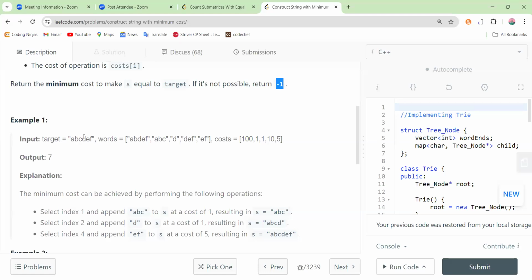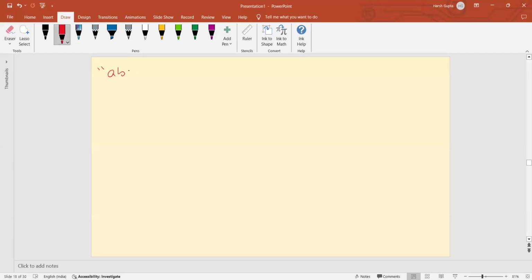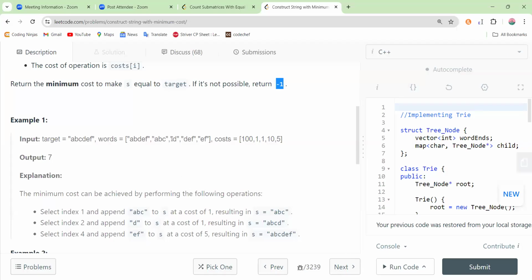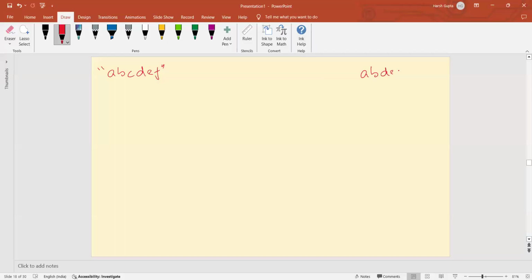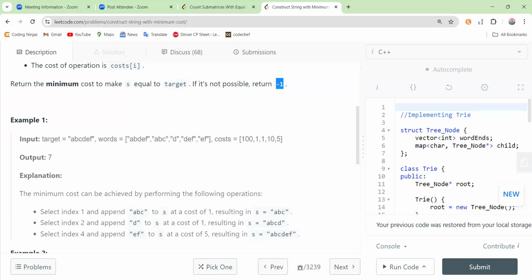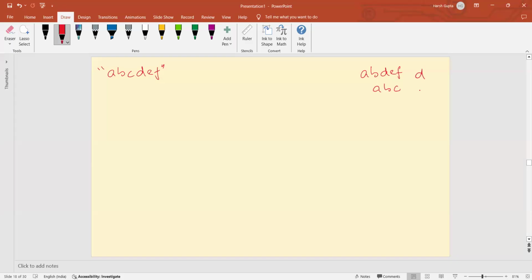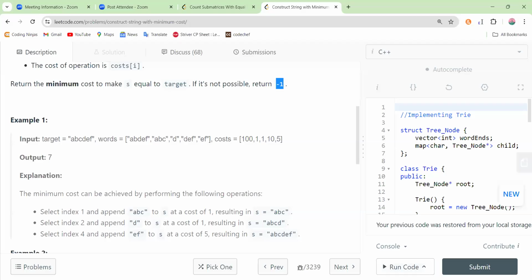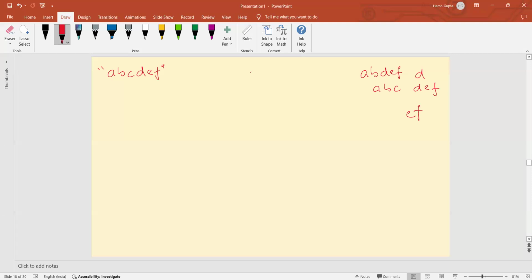So let's take this same example that our target string is A, B, C, D, E, F. And we have the words A, B, D, E, F, then A, B, C, D, D, E, F, and then we also have E, F. Okay. So how do we insert words in a trie?